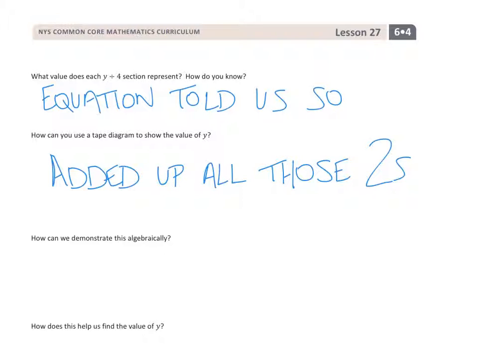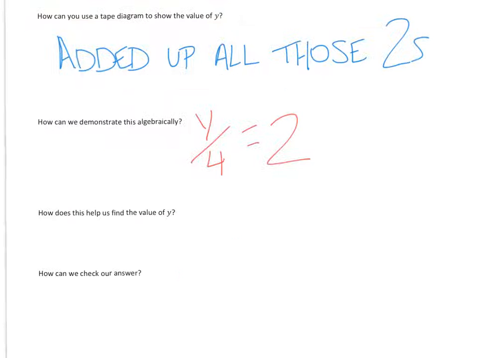So how can we demonstrate that algebraically? Well, let's see. So we have y divided by 4 equals 2. So since we have a division problem, to solve algebraically, we need to do the opposite of division. So remind yourself, what's the opposite of division? I hope you just reminded yourself that it was multiplication. So let's multiply by 4 on both sides. So y times 4 is just going to be y, and 2 times 4 is 8. So boom, there we have y equals 8.